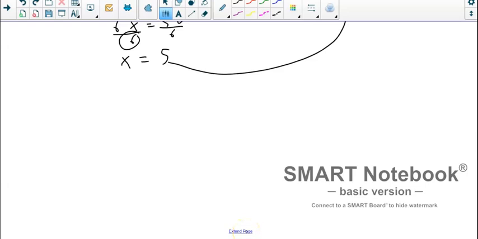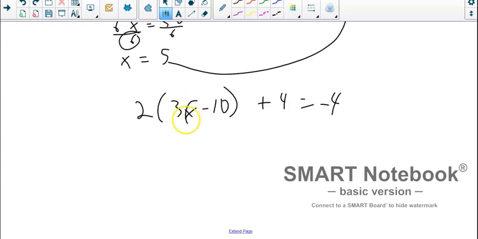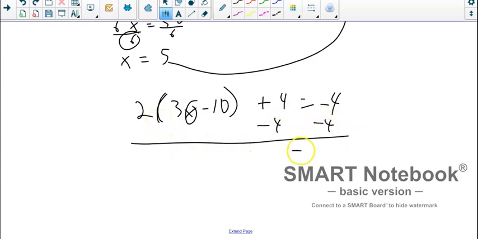Okay, let's get it a little bit more complicated here. 2 times 3x minus 10 plus 4 equals negative 4. Okay, more going on here. We need to get to the x. Right now, the x is in parentheses, and it has this 2 kind of standing guard outside. So we need to get rid of this first, which gives me negative 8.